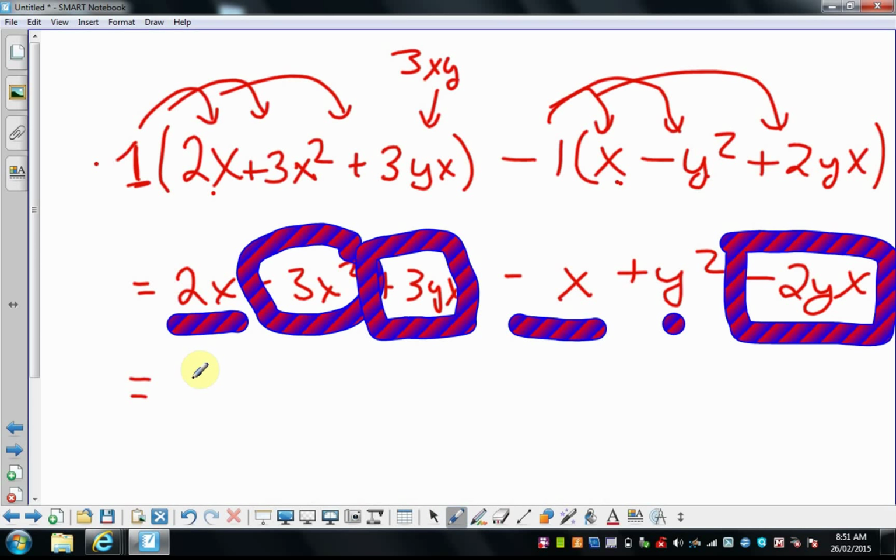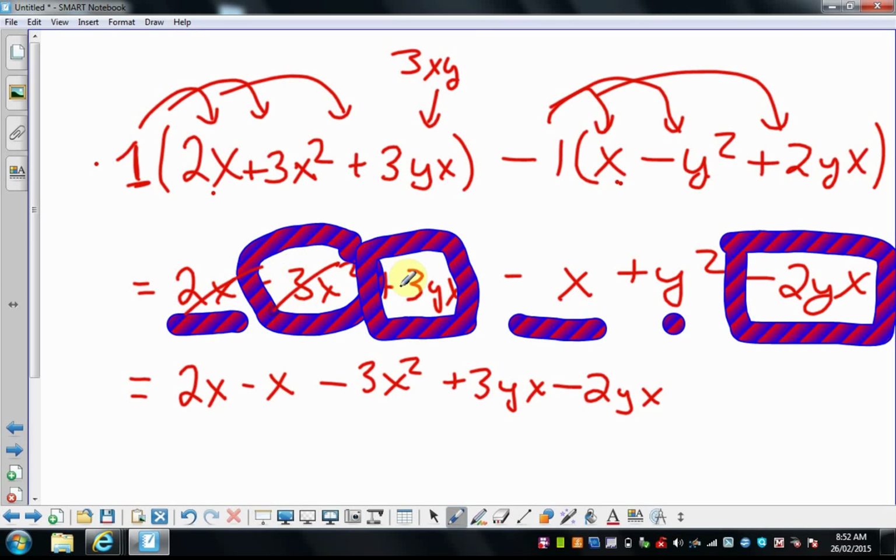And grouping means actually write the terms that are like beside each other. So I have my 2x, my underlined 2x, and I have my minus x. Then I have my minus 3x squared, and I have nothing with that. Then I have plus 3yx, and I have another negative 2yx. And notice that the sign goes with the number. So I don't have 2yx, I have negative 2yx. So that's done, that's done, that's done. I got rid of that. I already used the negative x. I'm left with this right here.